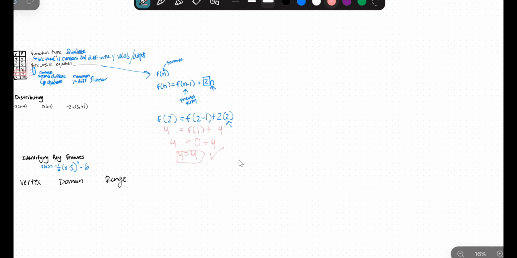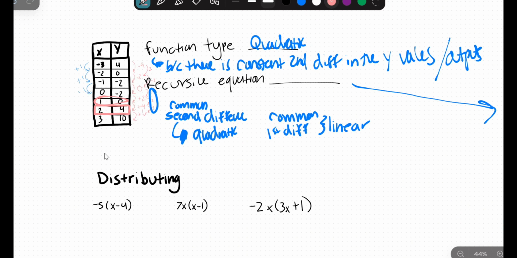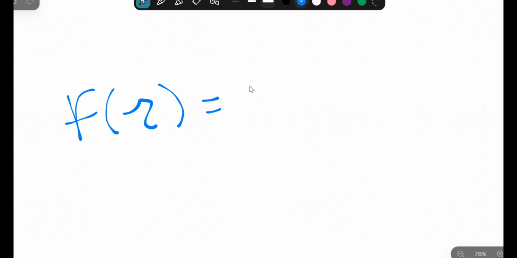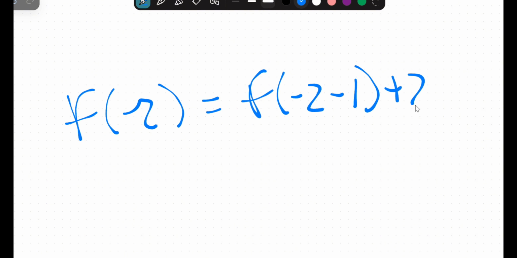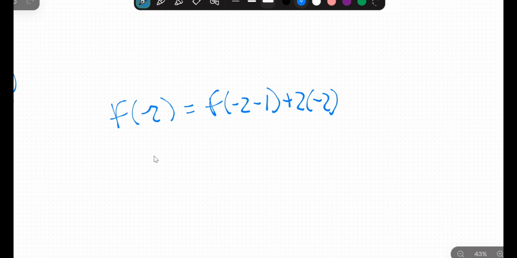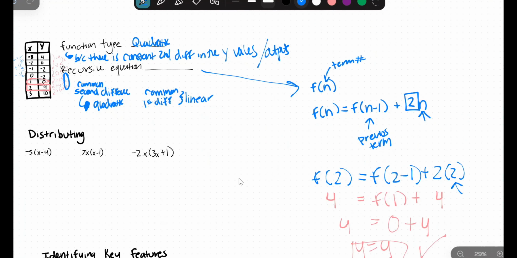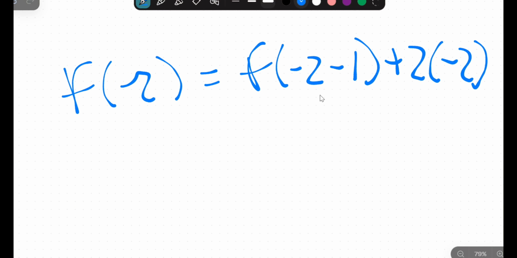So we can actually do that with another value. Let's do f of negative 2. Okay, so we have f of negative 2 is equal to f of negative 2 minus 1 plus 2 of negative 2. Okay, that looks really bad. Anyways, what is f of negative 2 here? Okay, the table says that f of negative 2 should be 0. Let's see if our equation holds up.